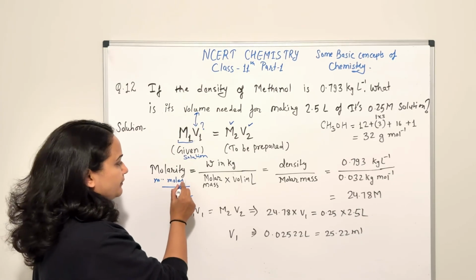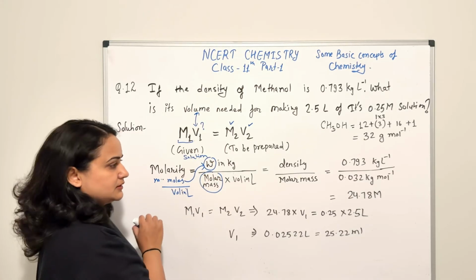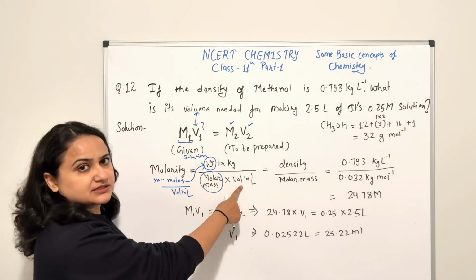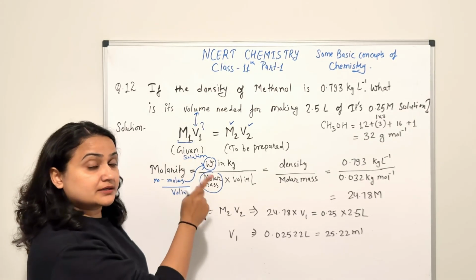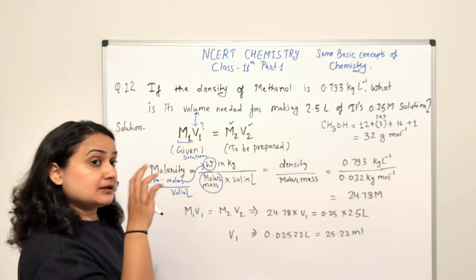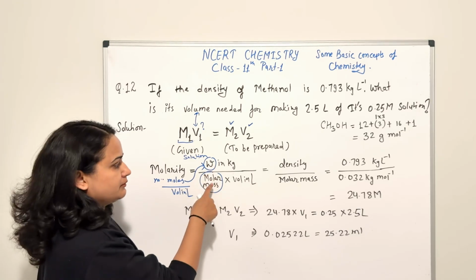The number of moles, I can break down as weight by molar mass. So number of moles is weight by molar mass. Volume is as it is here. Okay. So molarity is defined as the number of moles divided by volume in liter, and the number of moles is what? Given weight by molar mass.